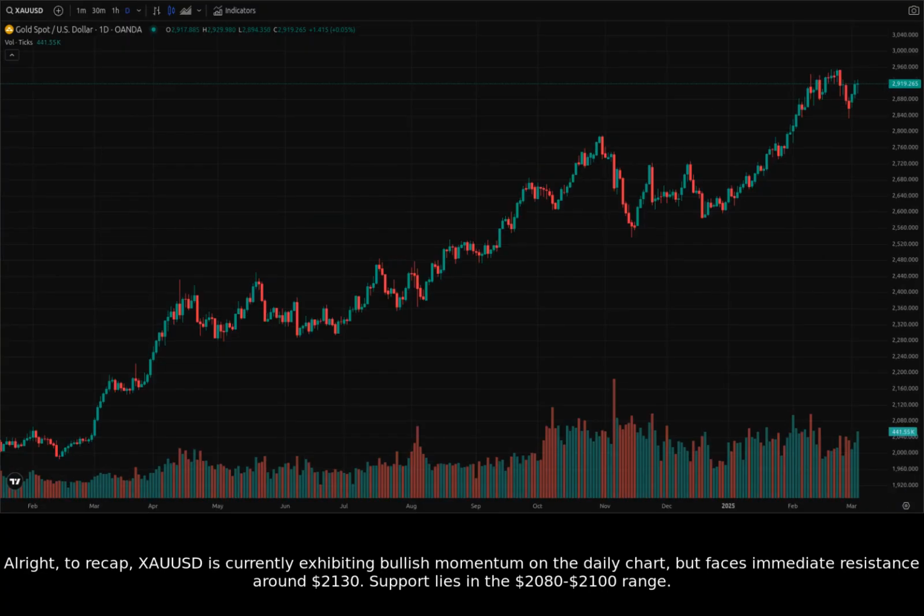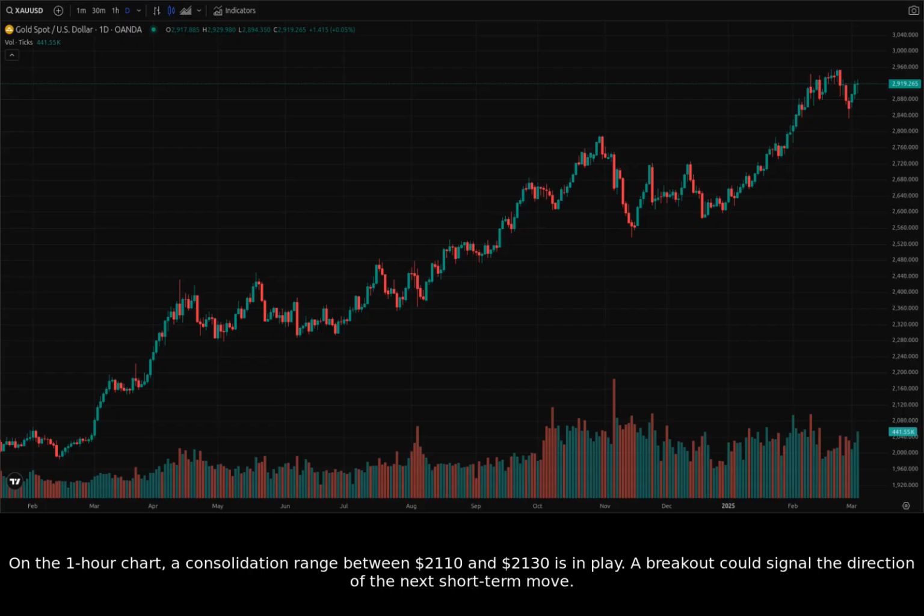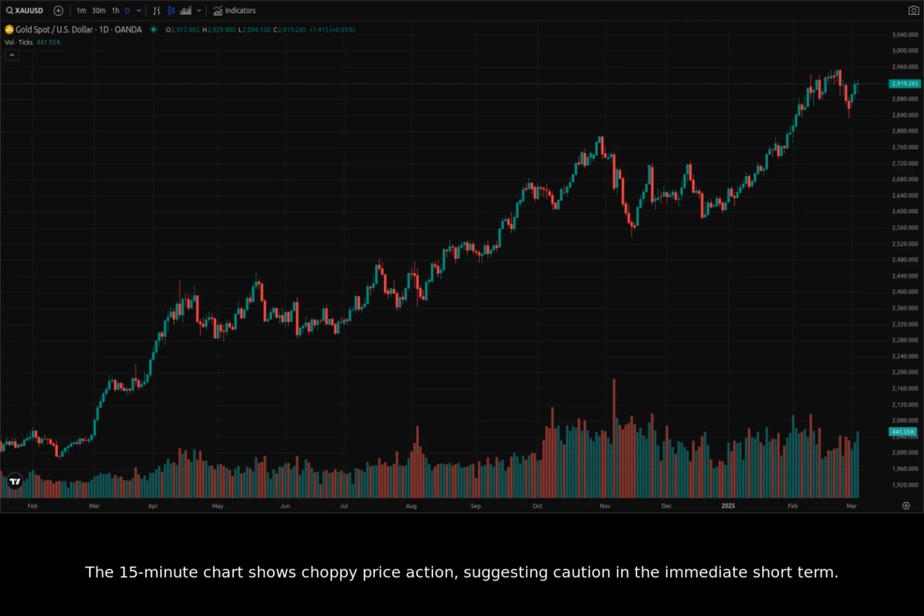Alright, to recap, XAUUSD is currently exhibiting bullish momentum on the daily chart, but faces immediate resistance around $2,130. Support lies in the $2,080 to $2,100 range. On the 1-hour chart, a consolidation range between $2,110 and $2,130 is in play. A breakout could signal the direction of the next short-term move. The 15-minute chart shows choppy price action, suggesting caution in the immediate short term.